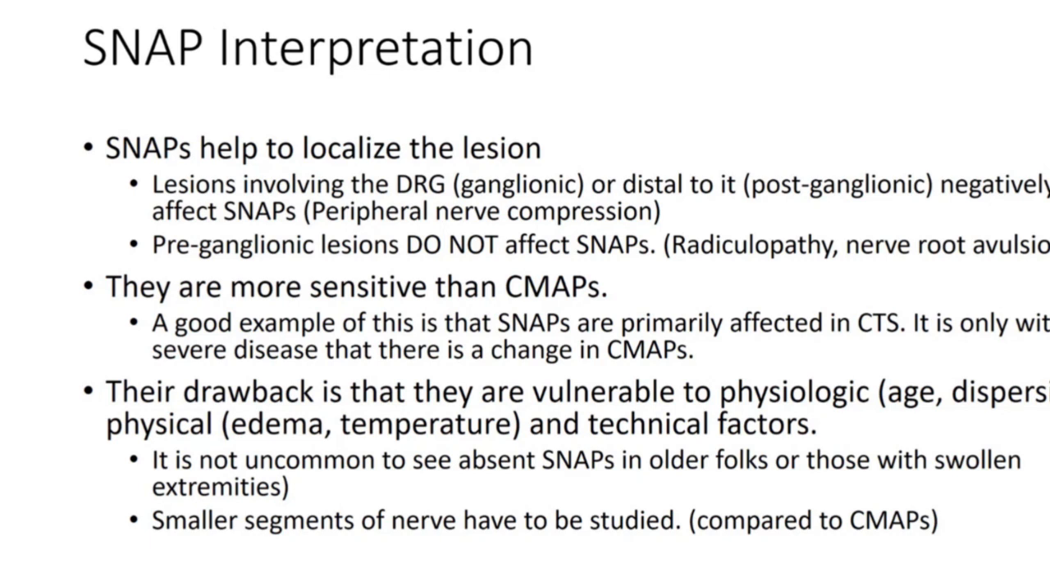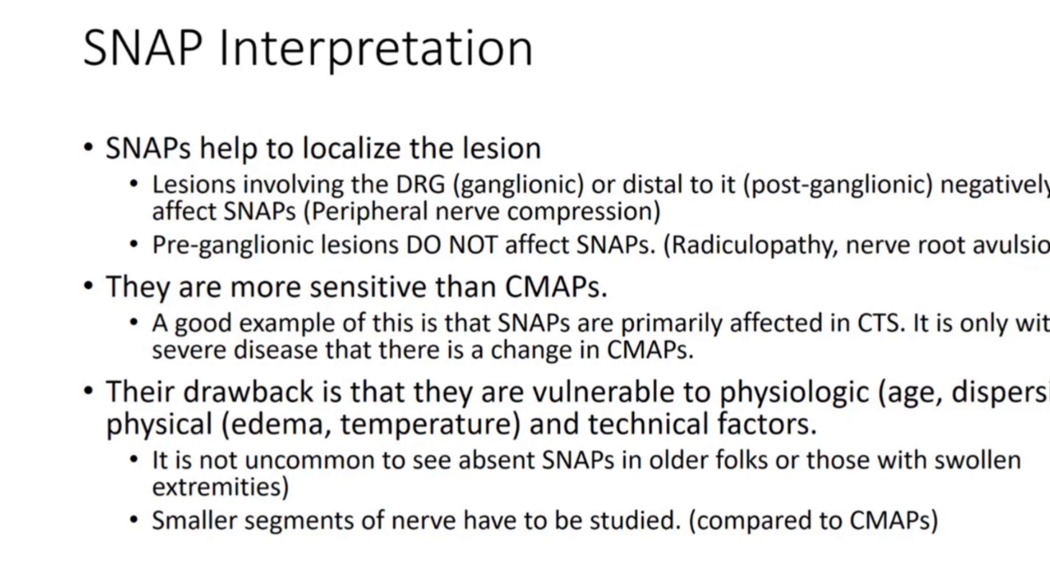The problem with SNAPs is that they're very sensitive to lots of factors. If you try to measure the sural nerve in an old person, good luck with that; you're not going to find it. Or if you try to measure the superficial peroneal nerve in someone who's obese or has pitting edema, you're not going to be able to find it. So these studies are finicky, and they're very susceptible to changes, whether it's age or body habitus, or technical factors like the temperature of the limb or where you're recording. They're finicky, but they're sensitive when looking for early problems.